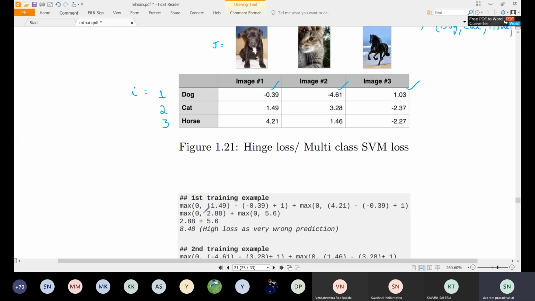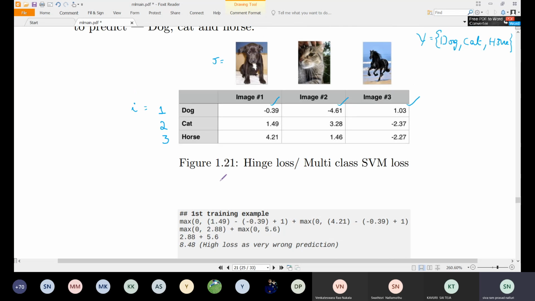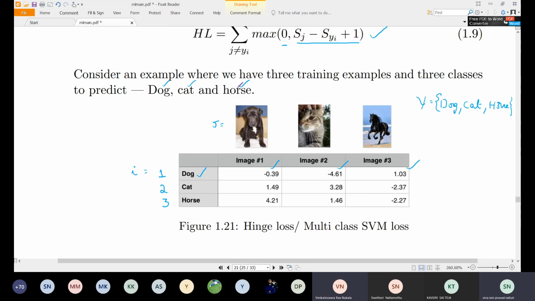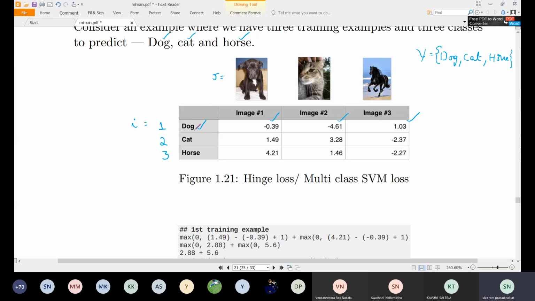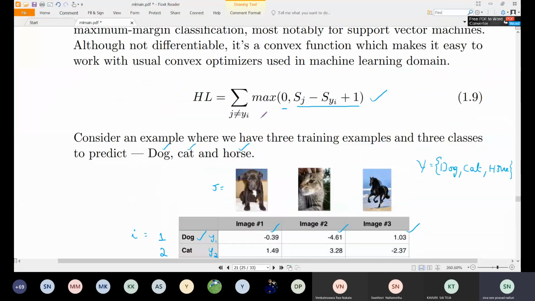Max of 0, and so on. The first training example belongs to which class? It is an image of a dog. So will you consider this value where j is equal to i? No. What is the class label for the first training example, y1? Dog. For the second training example, cat. And the third training example class label is horse. So what is the formula? j not equal to yi.